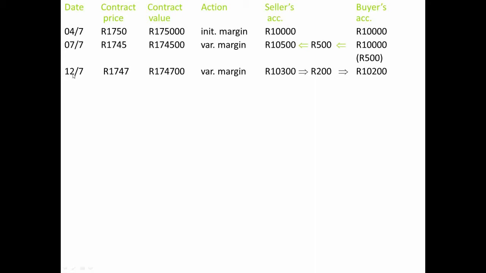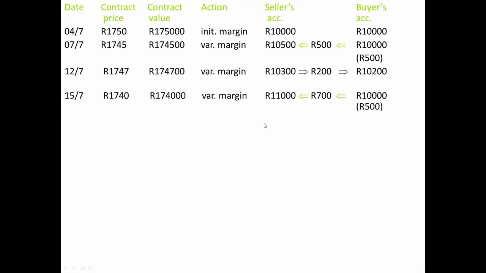So on the 12th of July, the price went up by 2 Rand per ton from 45 to 47, and this would cause a reversal of the transaction from the seller's account back to the buyer's account. But because the deposits in the accounts, the one has 10,300 and the other 10,200, there is no need for a margin call. In other words, no one is required to put in an additional amount because both accounts are still above 10,000 each. So this is a mere movement from this account to that account. This will drop by that 200 to 10,300, and this will gain from 10,000 to 10,200.